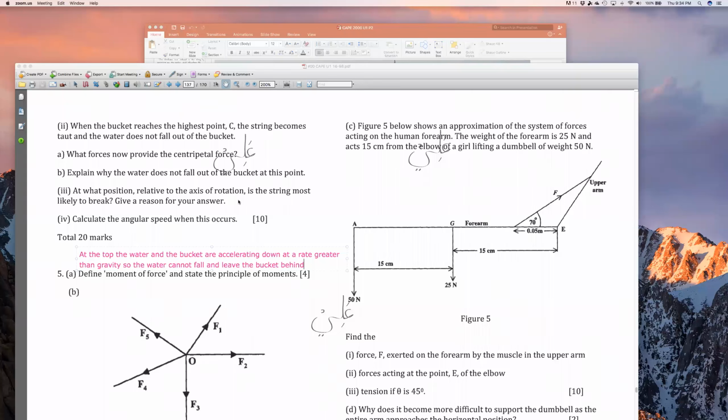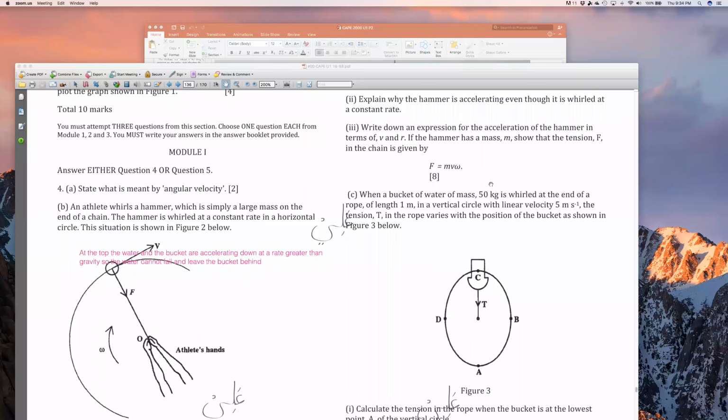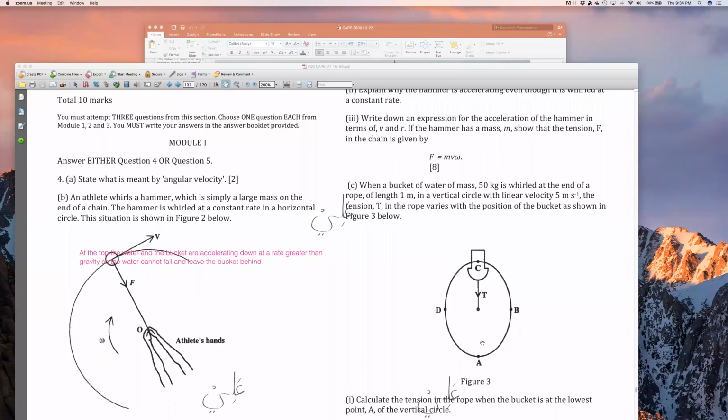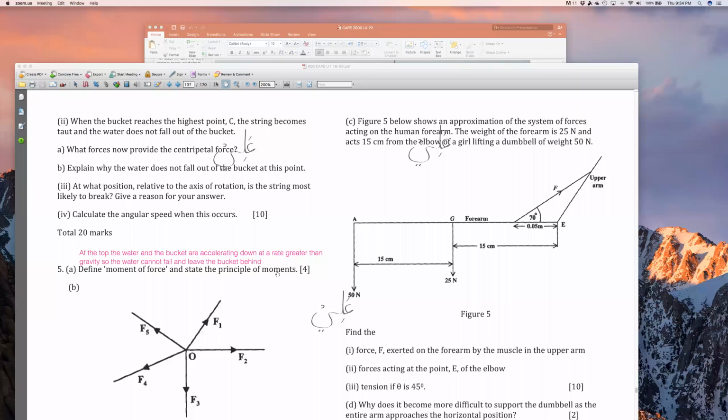At what position relative to the axis of rotation is the string most likely to break? And again, we said the tension is greatest at the bottom. And if the tension is greatest at the bottom, that's where the string is most likely to break. Calculate the angular speed at which this occurs. So when they say calculate, you might think it might be a numerical value, but let's see.